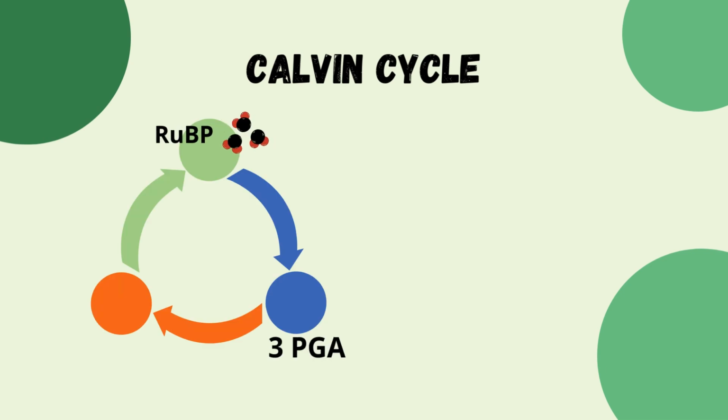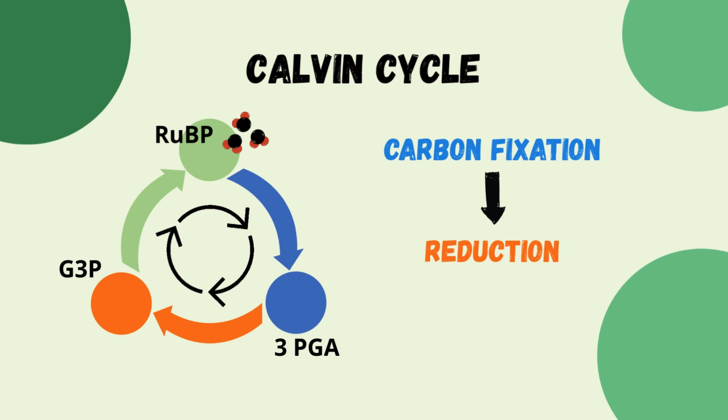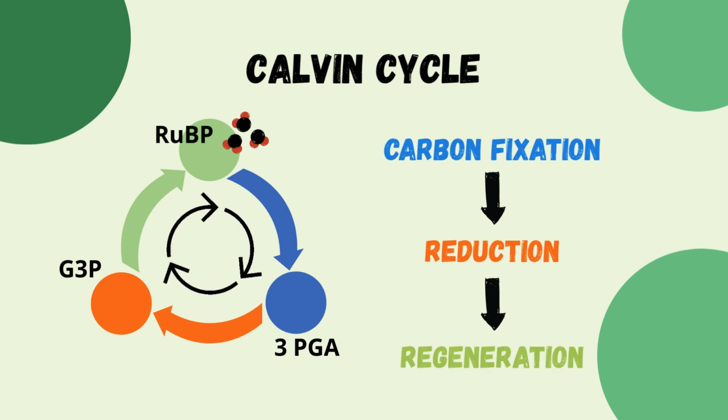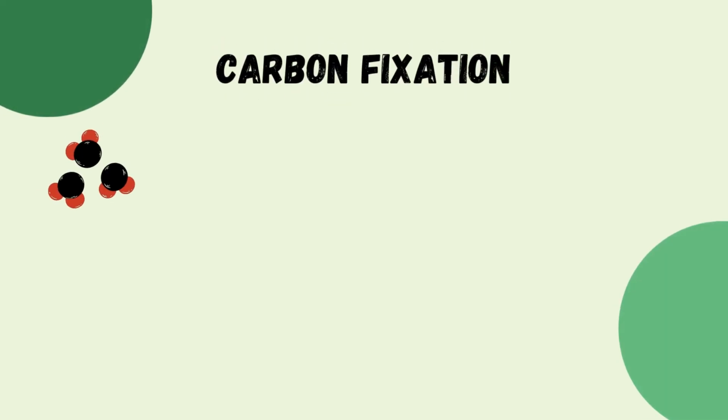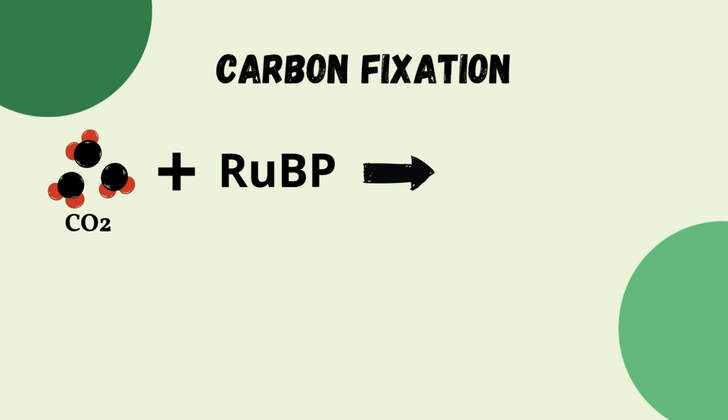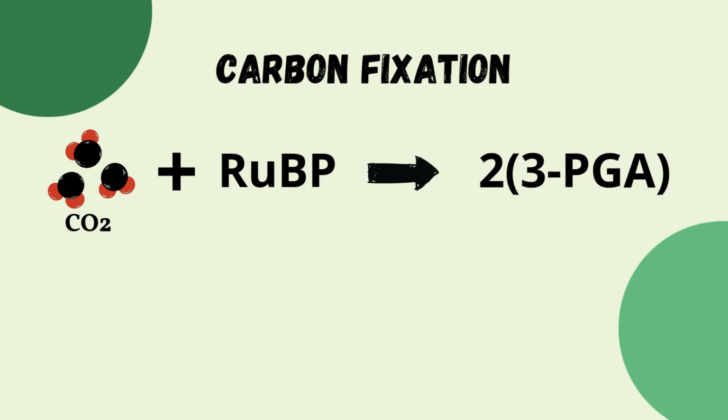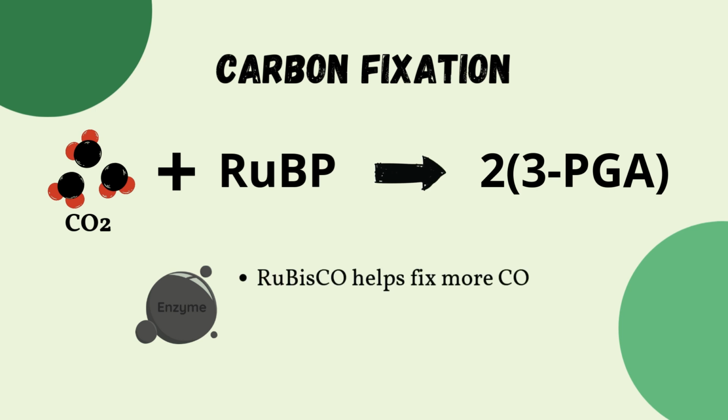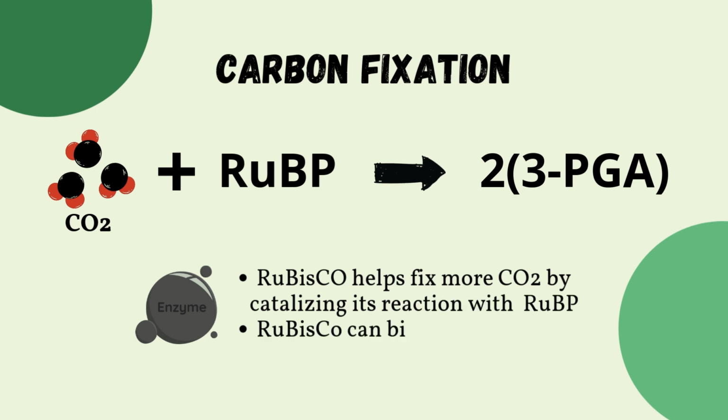Steps of the Calvin cycle. The cycle consists of three main stages: carbon fixation, reduction, and regeneration of ribulose 1,5-bisphosphate. Carbon fixation. Carbon dioxide is fixed to ribulose 1,5-bisphosphate, a 5-carbon compound, forming an unstable 6-carbon intermediate. This splits into two molecules of 3-phosphoglycerate, each with 3 carbon atoms. The enzyme ribulose 1,5-bisphosphate carboxylase oxygenase, Rubisco, catalyzes this reaction.